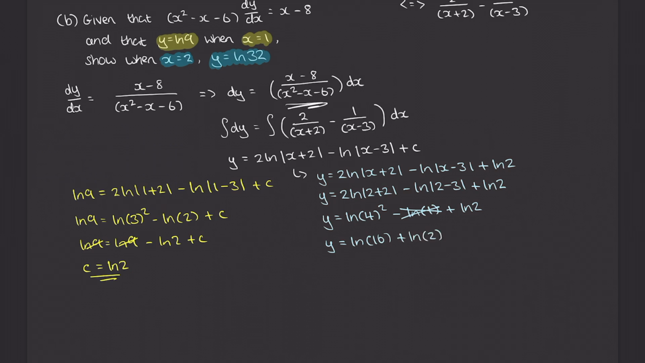Now, you can't just add these because they're both ln. So what you're going to want to do is use your natural logarithm rules, whatever you want to call them. It states that when you subtract two natural logarithms, you divide them. And when you add them together, you have to multiply them, right? So it'll be y equals ln of 16 times 2. So y equals ln of 32, which is our proof complete, right? It shows the statement above from the question.